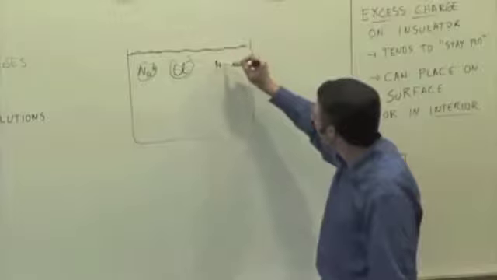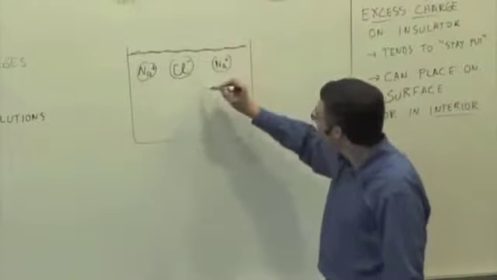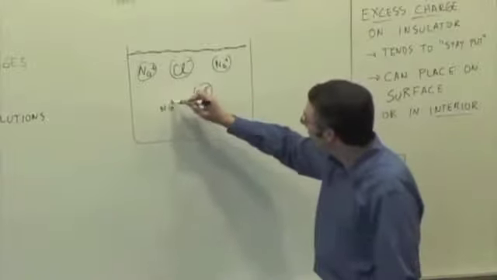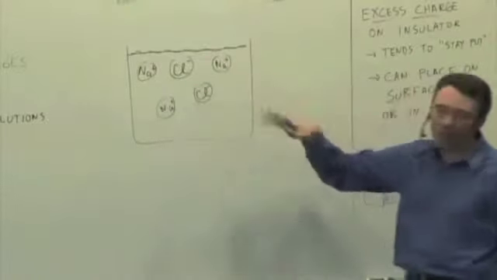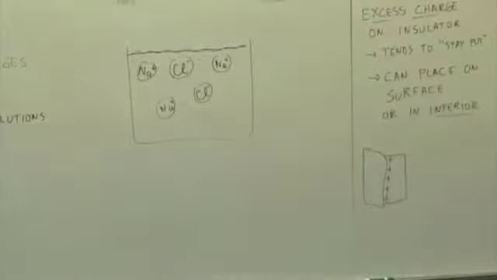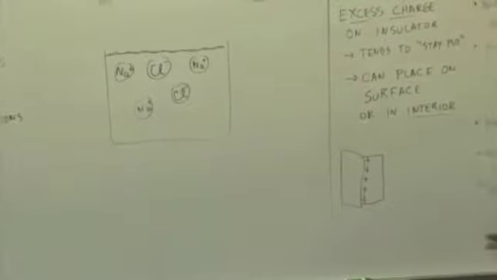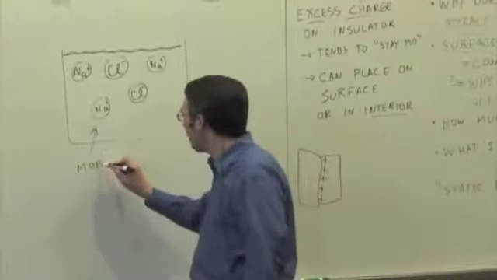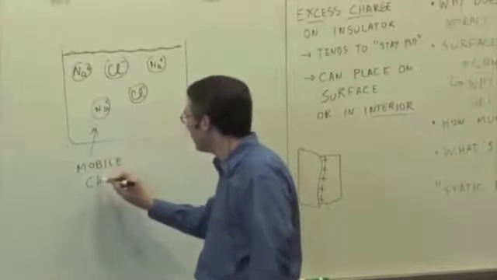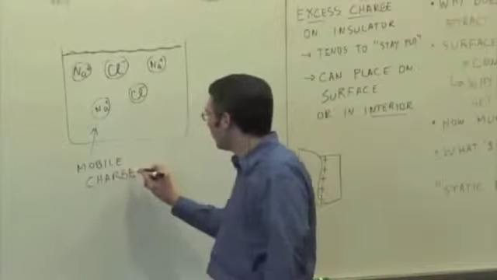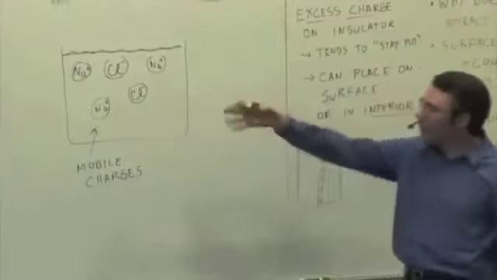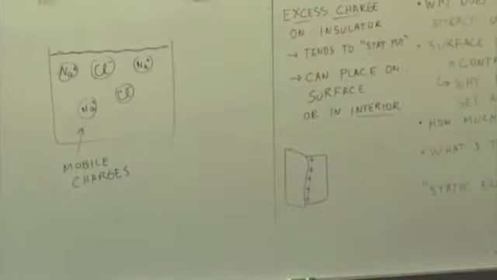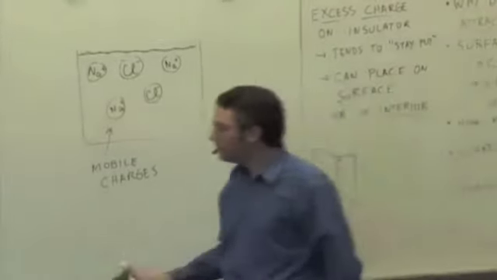Now, of course, this is a huge exaggeration here. But you get the idea. These ions are free to float about throughout the entire aqueous solution, and so these are the mobile charges. They're free to move about, free to float throughout the entire material.